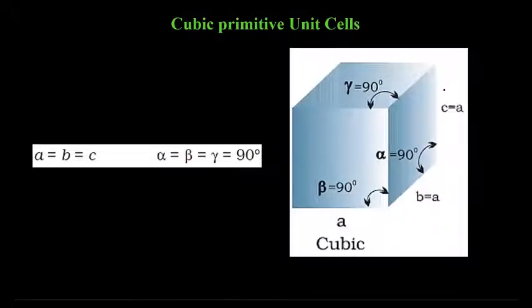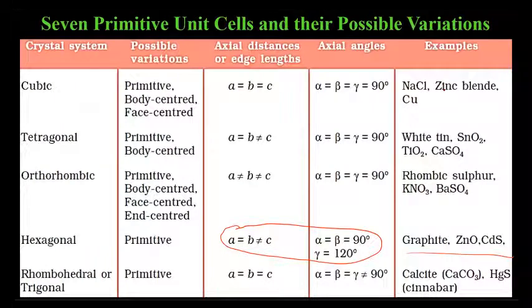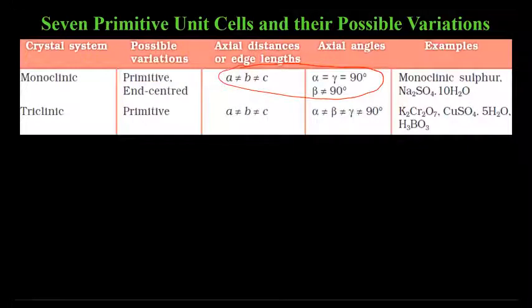Now just the primitive ones. As I said, we will be talking about only primitive ones: cubic primitive, tetragonal primitive, orthorhombic primitive, hexagonal primitive, rhombohedral primitive, monoclinic primitive, and triclinic primitive. Total 7. In total, there are 14 Bravais lattices.